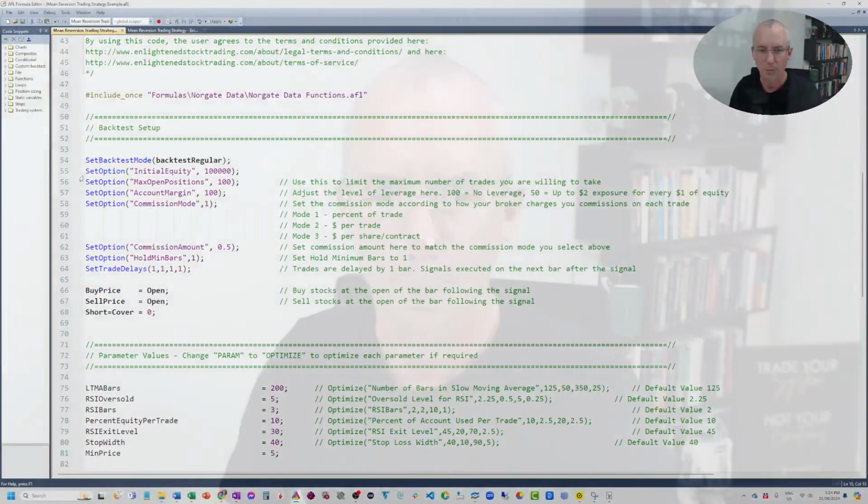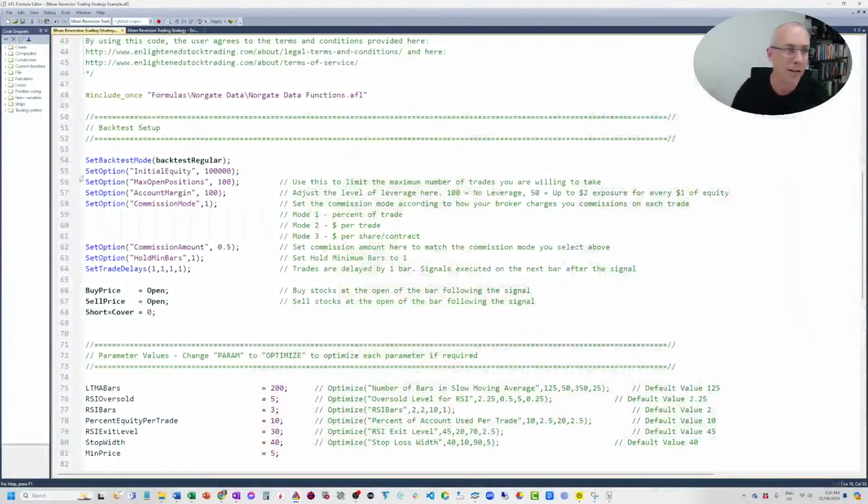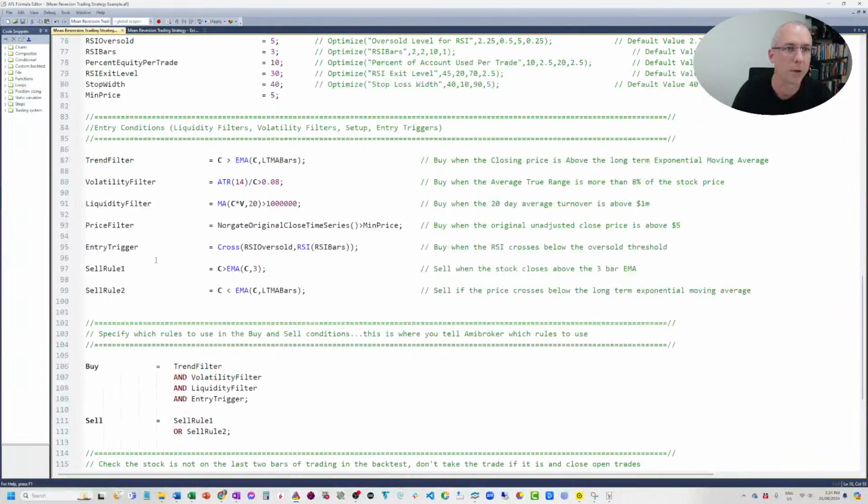Now this system is a mean reversion system for the Canadian stock market. You of course can test it on any stock market you want. It kind of works on the Australian market. Doesn't really work so well on some other markets, but test it for yourself and see. Today I'm playing with the Canadian market. All right, so let's just jump in and have a quick look at the rules.